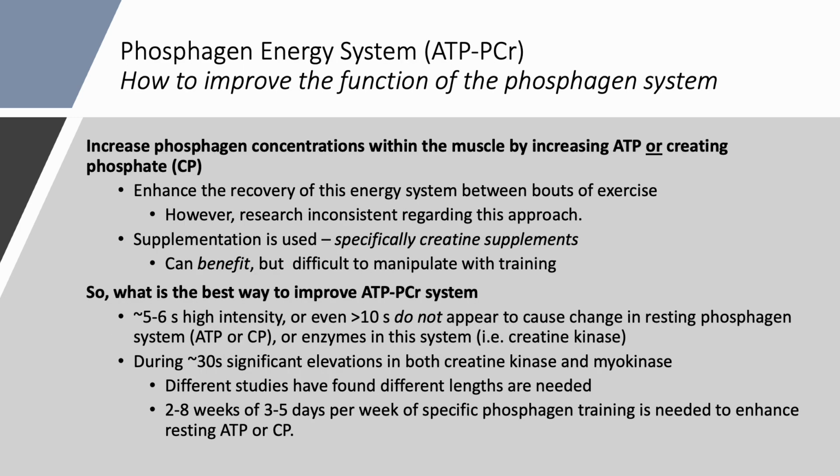How to improve the function of the phosphagen system, or ATP-PCR. To improve the functioning of the phosphagen energy system, we need to increase the phosphagen concentrations within the muscle by increasing either ATP or creatine phosphate. Remember, we have our phosphocreatine, which is the ability to transfer these high energy ATP molecules.